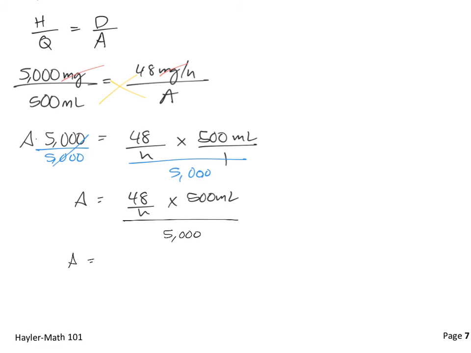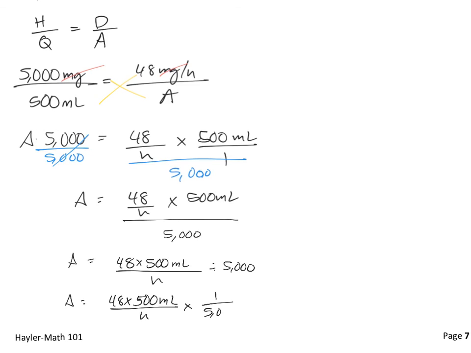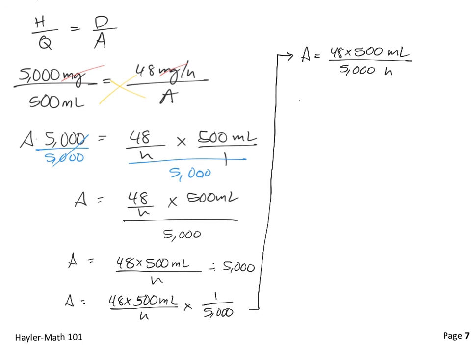So if we rewrite this in the correct format, that's 480 times 500 milliliters per hour divided by the 5,000, which is going to end up being 480 times 500 milliliters all over hour. And then we'll take the reciprocal, 1 over 5,000. What I did right here was I just converted it into the division so we can do the reciprocal instead of having to work with the normal complex fraction. So A equals 480 times 500 milliliters all over 5,000 hours. We can simplify that to be 48 milliliters per hour.